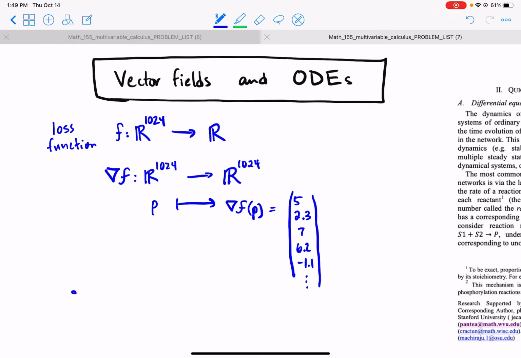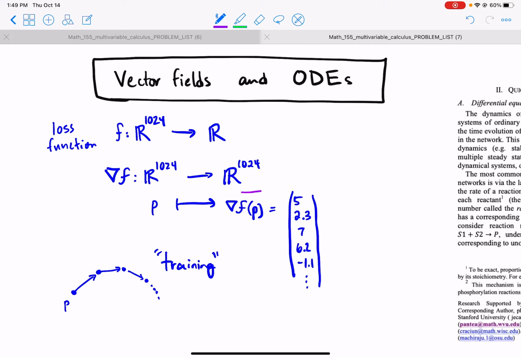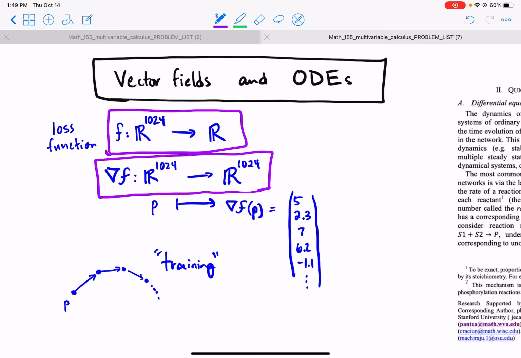So if we're here in 1,024 dimensional space, we will step this way. Then now we'll be here. There's a new vector there, and we'll step. There's a new vector at this point, and we'll step. And in doing this, we will be training our neural network. But this is just one way vector fields come up. Some vector fields are gradients of functions, but there are other vector fields as well.